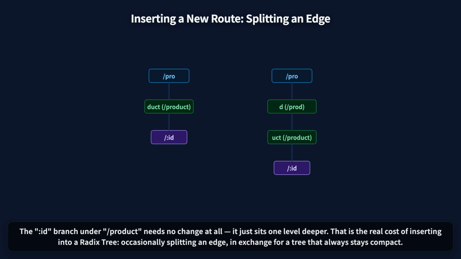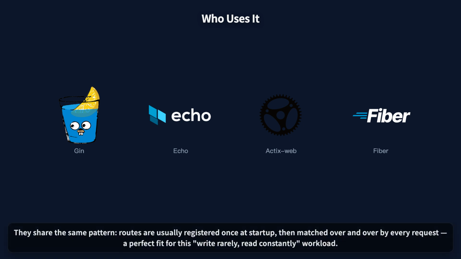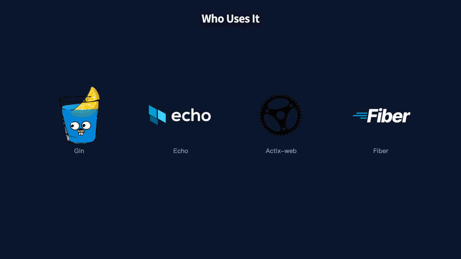Gin and Echo in Go, Actix Web in Rust, and Fiber in Go all use a Radix tree or a close variant at the core of their router. They share the same pattern. Routes are usually registered once at startup, then matched over and over by every request, a perfect fit for this write rarely, read constantly workload.